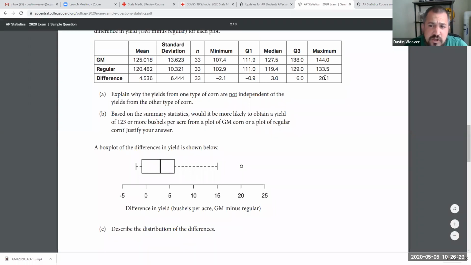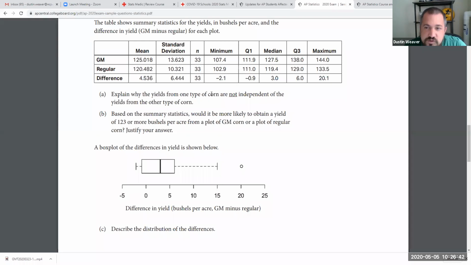The first spread you can talk about is the range. The range is the maximum minus the minimum. So 20.1 minus negative 2.1. That is a difference of 22.2, right? So the range is 22.2.